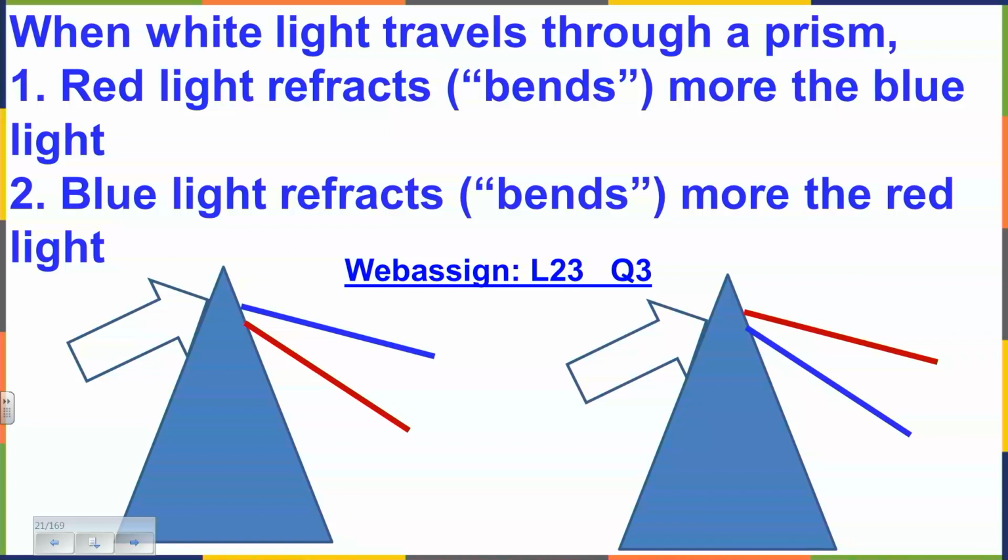Let's see if this will work better than the previous experiment. Prism. I've never dropped it once. Other people did many times. So what I want, light travels like this. So we know light is getting bent toward the base. My base is here. So that's how I want to do it.